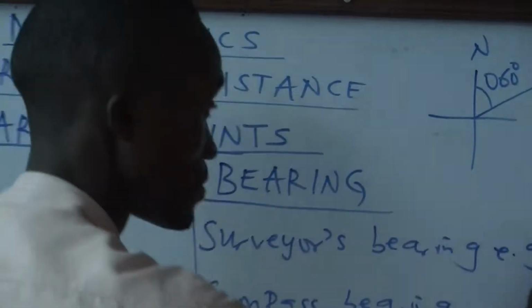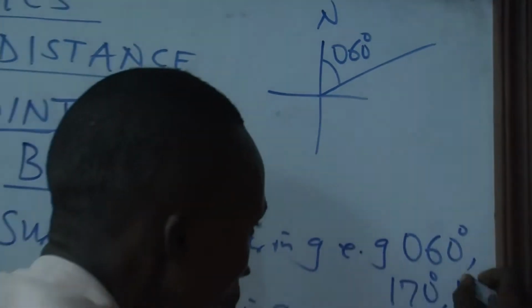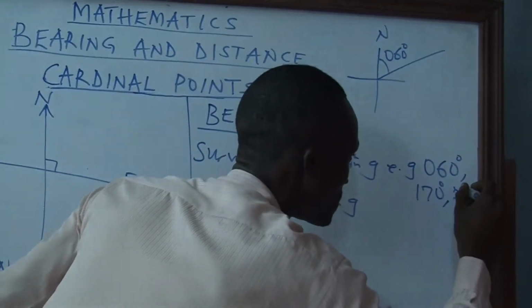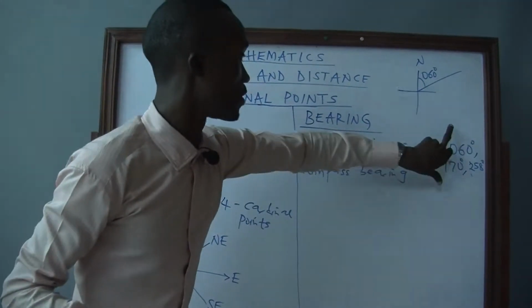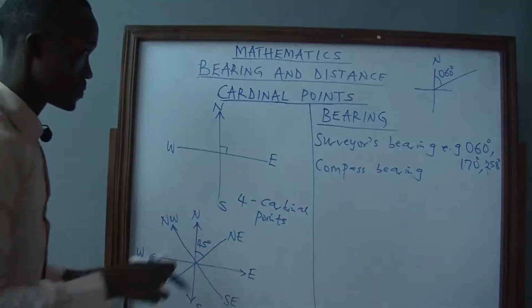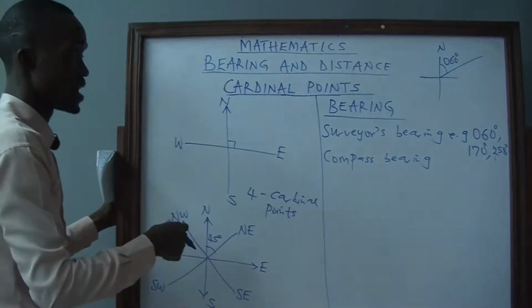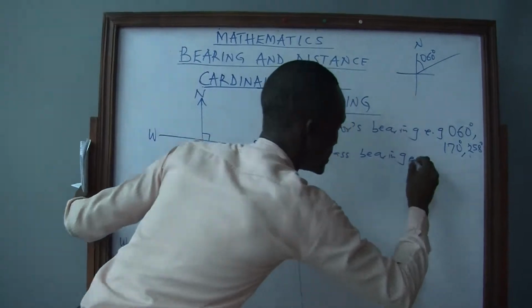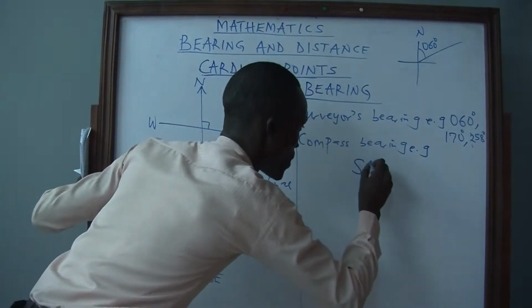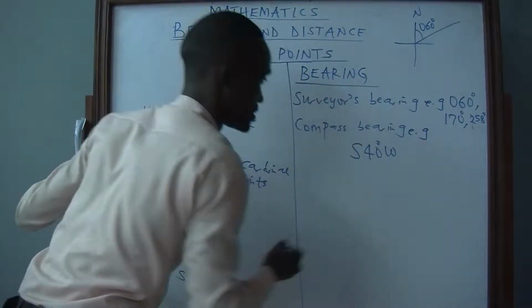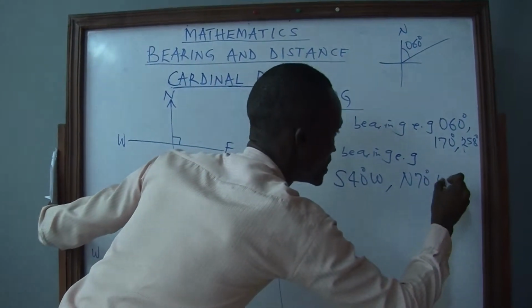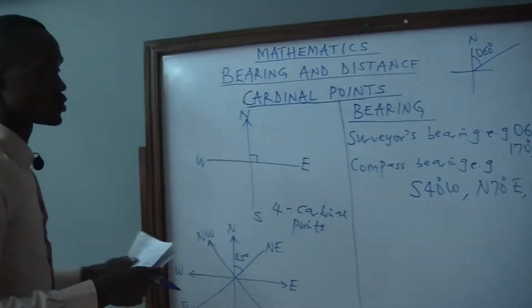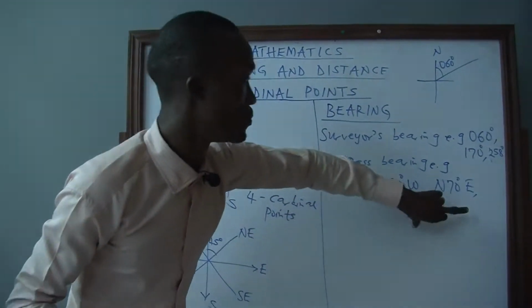Even if you come across something like 170 degree, or 258 degree, all these ones are examples of surveyor's bearing. But the other one, compass bearing, an example of compass bearing is when we have south 40 degree west, or if you have north 70 degree east, and so on. These ones are called compass bearing.